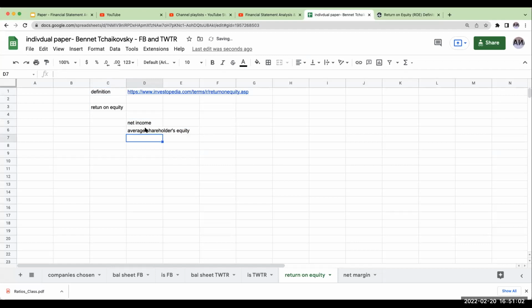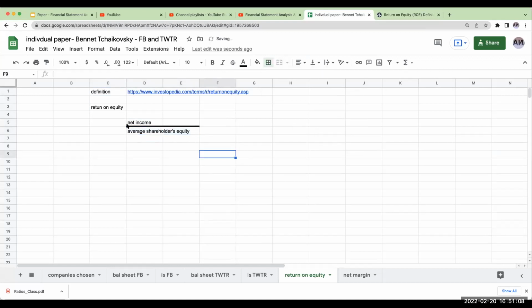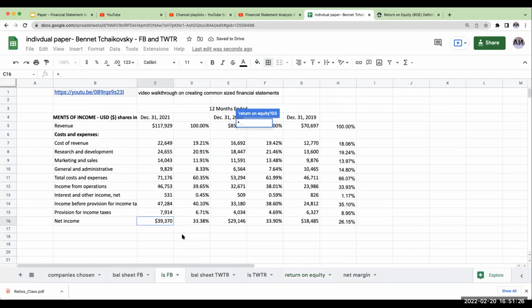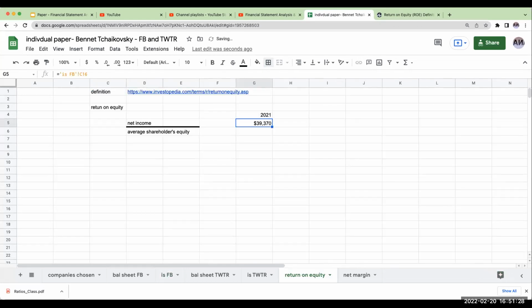For our net income, we're also going to need some help going back a previous year. So what exactly is net income? And when I calculate these ratios, I'm going to calculate them for a period of 2 years. So for the net income for 2021, the net income for Facebook is going to be $39,370,000. What is my average shareholders' equity?